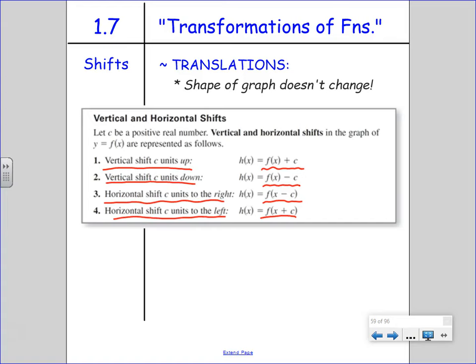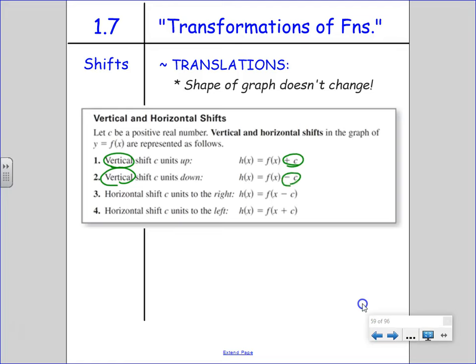Now the nice thing is, before we move on though, for the entire section of transformations, try to keep straight the vertical ones from the horizontal ones. The vertical are always going to happen on the outside. The horizontal are always going to happen on the inside. If it helps to visualize or color code, you could always think: vertical on the outside of my function, horizontal on the inside. Okay?